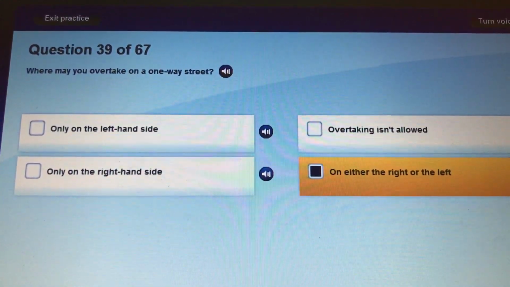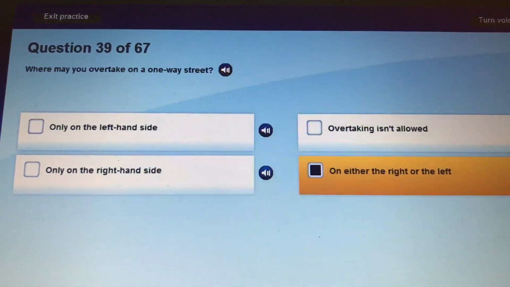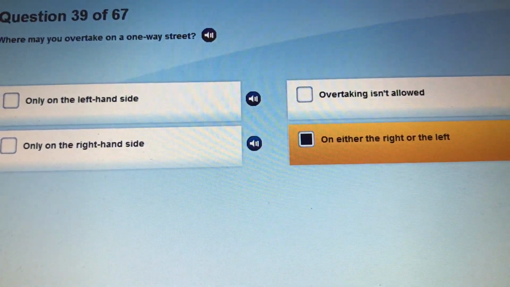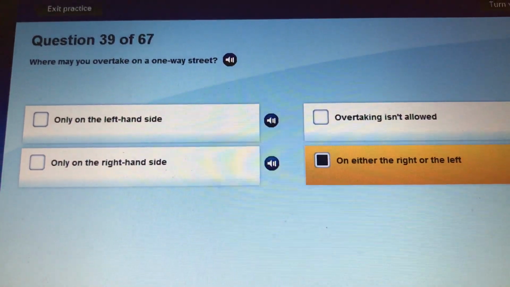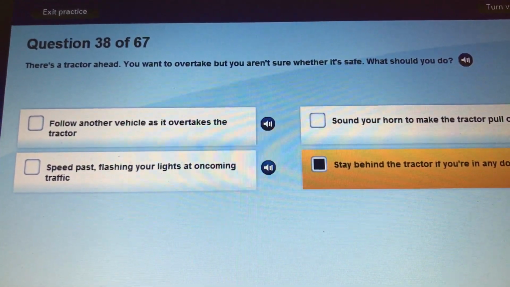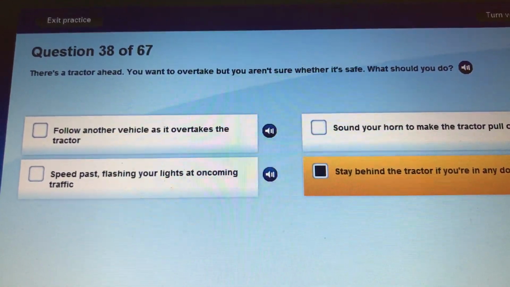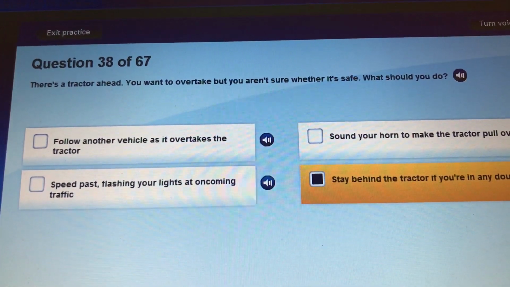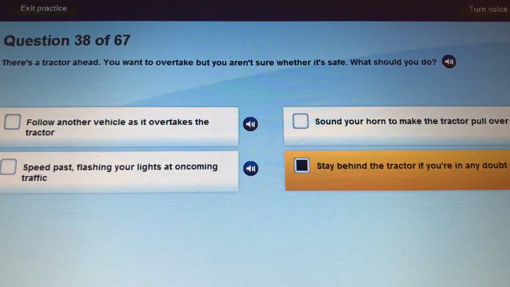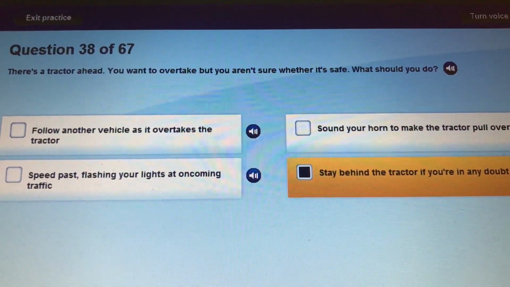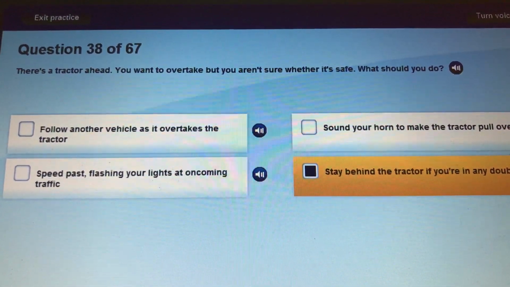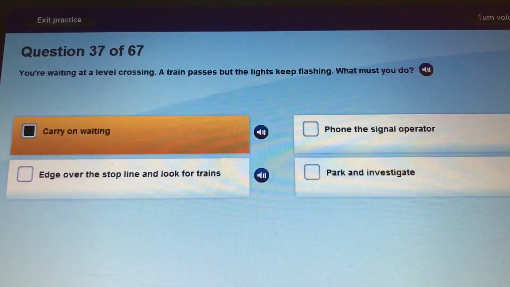Where may you overtake on a one-way street? On a one-way street, you can overtake on either the right or the left. There is a tractor ahead. You want to overtake that tractor, but you are not sure whether it's safe. You are in doubt. What should you do? Anytime you are in doubt, and you cannot see the road ahead clear, do not overtake. Just stay behind the tractor.